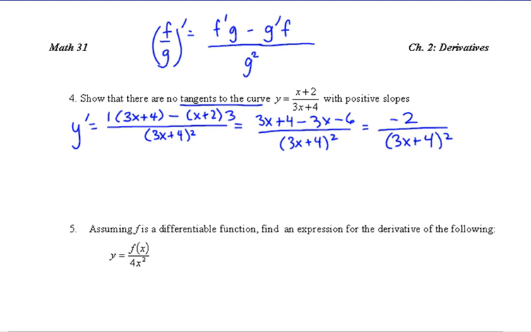Why does this prove that our derivative is always negative? Yeah, Aaron? You're on the right track. Yeah, you're dividing a negative by a positive. So the numerator is always negative, and the denominator is always positive because you're squaring it. And so a negative divided by a positive is always negative. So therefore, since a negative divided by a positive equals a negative.